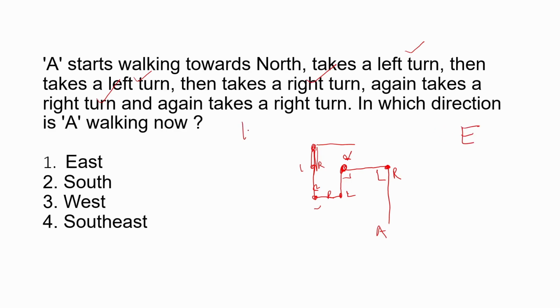This is east, this is west. His head is here. Okay, so this was a tough sum. This is last year's sum, the 2021 sum. So A walks from here north. The first direction is given. Then he takes a left turn, another left turn, a right turn, another right turn, and another right turn. In which direction is he walking now? He is walking to the east.